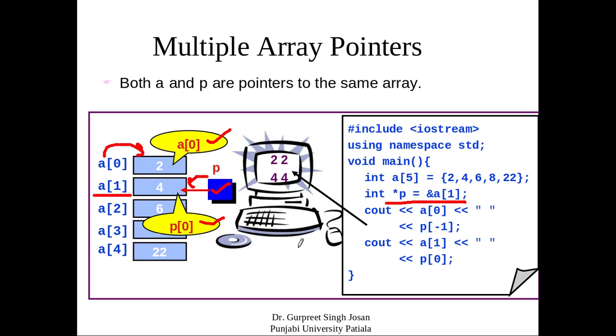So you can access the array now in a number of ways: using an index number with name a, using an index number with name p. You can use a negative index number also here. So a[0] and p[-1], because this is p[0] and this location will be p[-1]. So a[0] and p[-1] both are pointing to the same location. a[1] and p[0] both are pointing to the same location. So you can create a number of ways to access the memory location using the pointers.